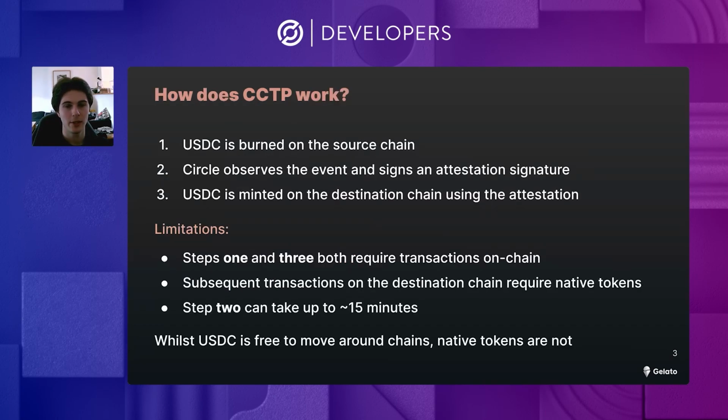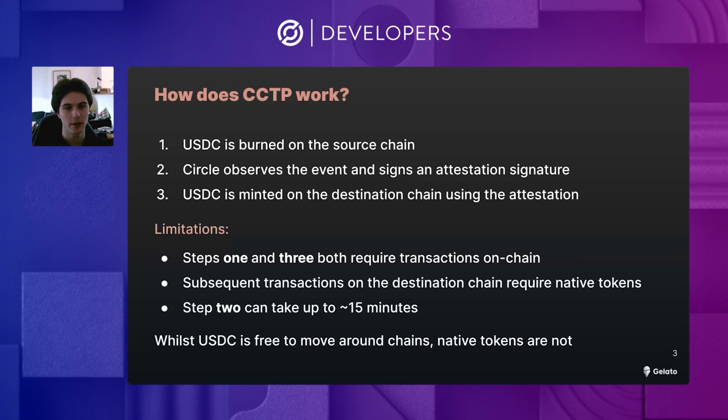So how does CCTP actually work? There's 3 steps involved. The first step is burning USDC on the source chain, which emits an event called message sent. In the second step, this event is observed by Circle and an attestation signature is issued. And we can fetch this attestation signature from the attestation service API and use it to mint USDC on the destination chain, that being the third and final step.